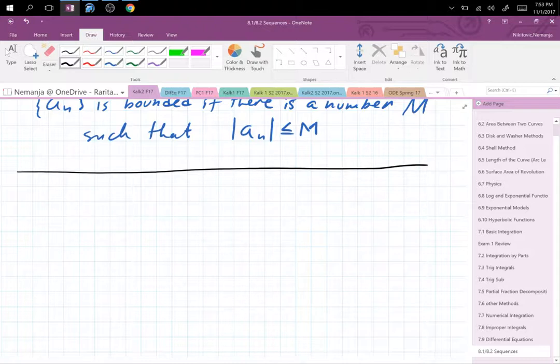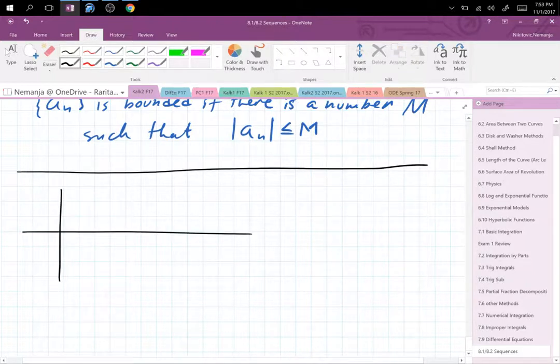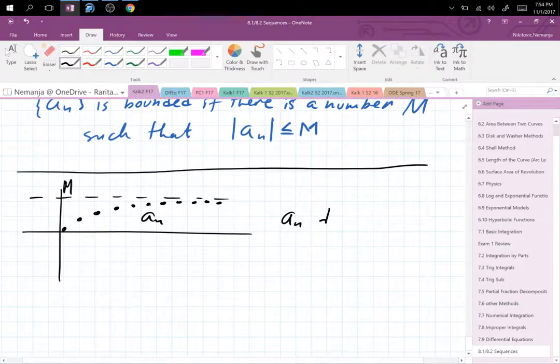The bound. You can think of the bound as the horizontal asymptote. So, if I put a bound here, which is m, I might have some kind of sequence that is going to follow, and over here I will say a n is bounded by m, and you can say from above.